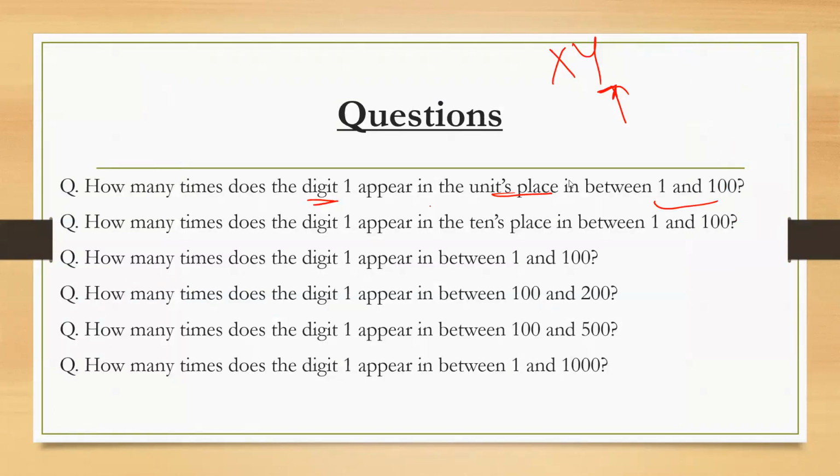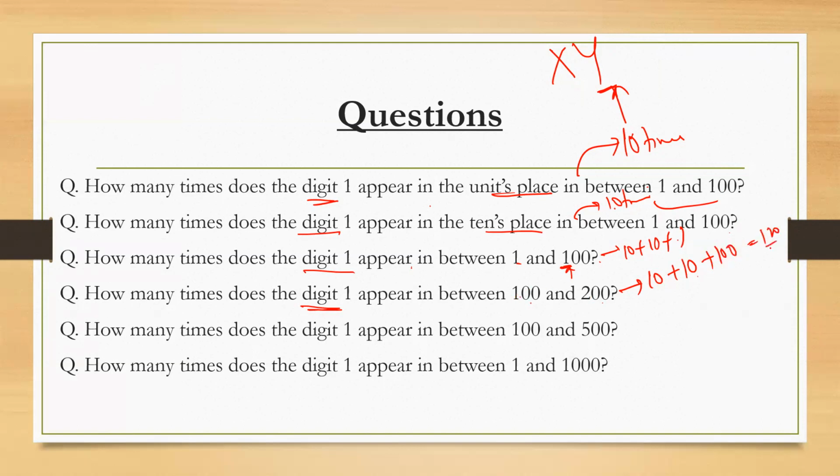Chalo. If this part is clear to you, then try solving this one. Here you can see how many times the digit 1 appears in the units place. It is 10 times. How many times does the digit 1 appear in the tens place between 1 and 100? Again, it is 10 times. How many times does the digit 1 appear between 1 and 100? Here it is 10 plus 10, plus 1 extra because of the digit in the hundreds place. Similarly, how many times does the digit 1 appear between 100 and 200? Here it is 10 times in the units place, 10 times in the tens place, and between 100 and 199 there are 100 such numbers. So 120 times it will appear.